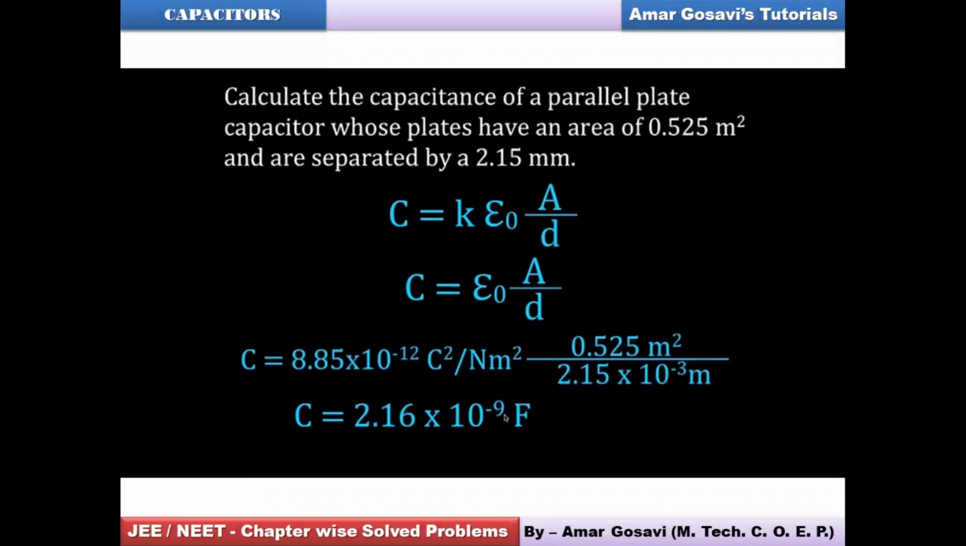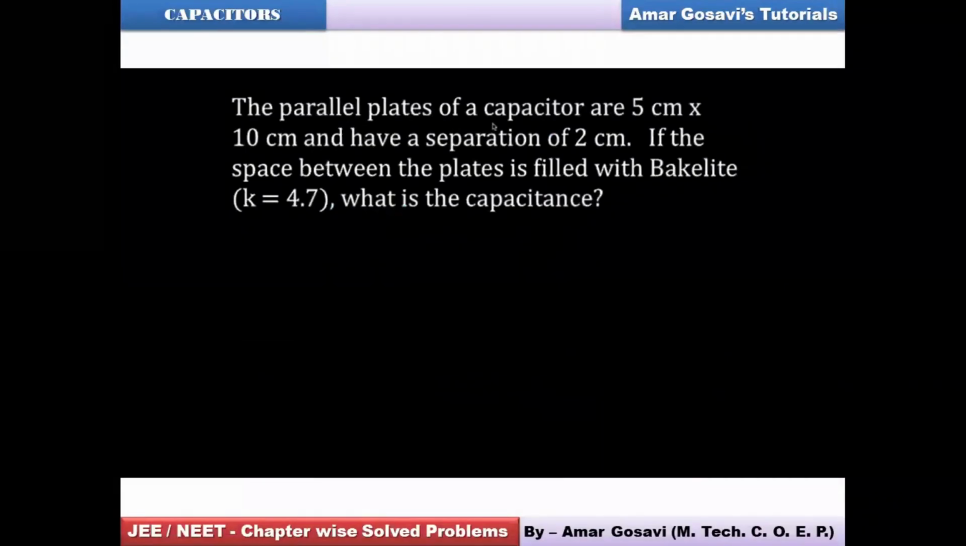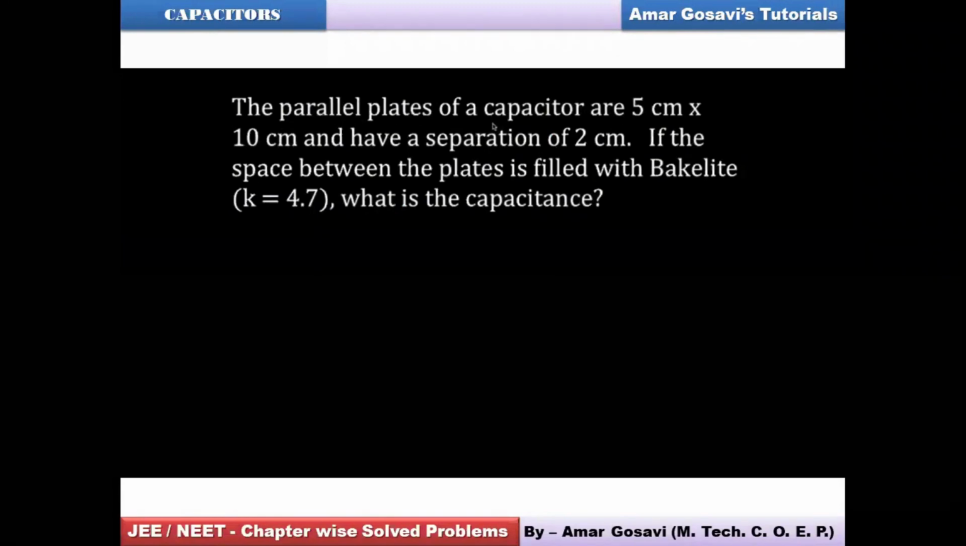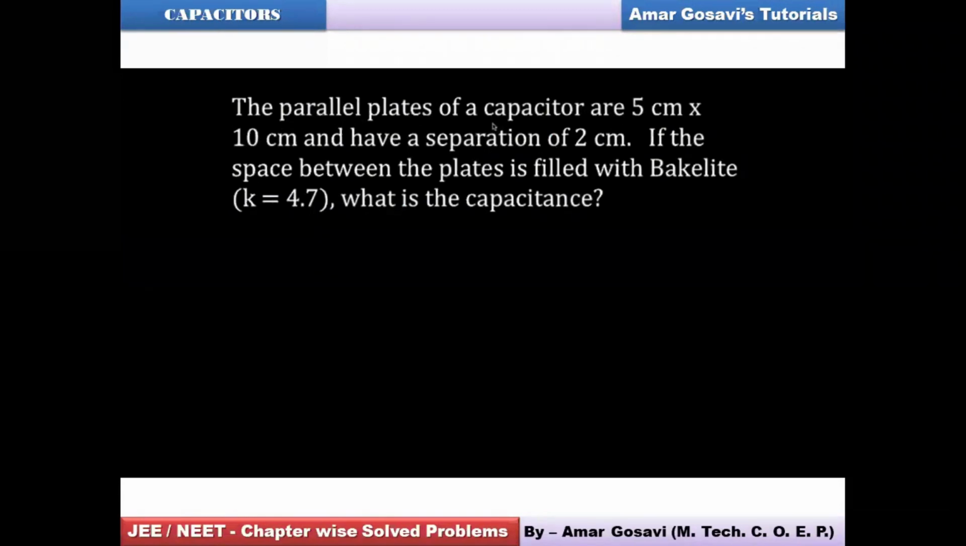Yeah, I believe you have noted this down. So let's proceed further. Now here in this case, the parallel plates of the capacitor are given, the dimensions are given 5 into 10 centimeter. The separation between them, that means small d, is given 2 centimeter. And the dielectric they say is not 1 here, they have filled it with bakelite, and the dielectric constant is 4.7. Then work out the resultant capacitance.